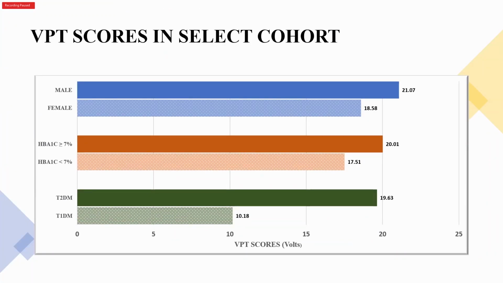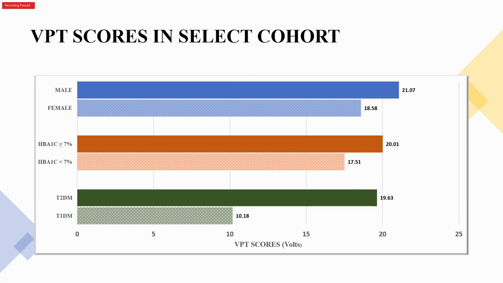We now compared some select cohorts. We compared males against females, and we found that there was a trend that the males actually have a slightly higher VPT score, though it was not statistically significant. Then we compared those with HbA1c greater than 7 and those less than 7. We found that the VPT scores were slightly higher in those with HbA1c greater than 7, though this was not statistically significant.